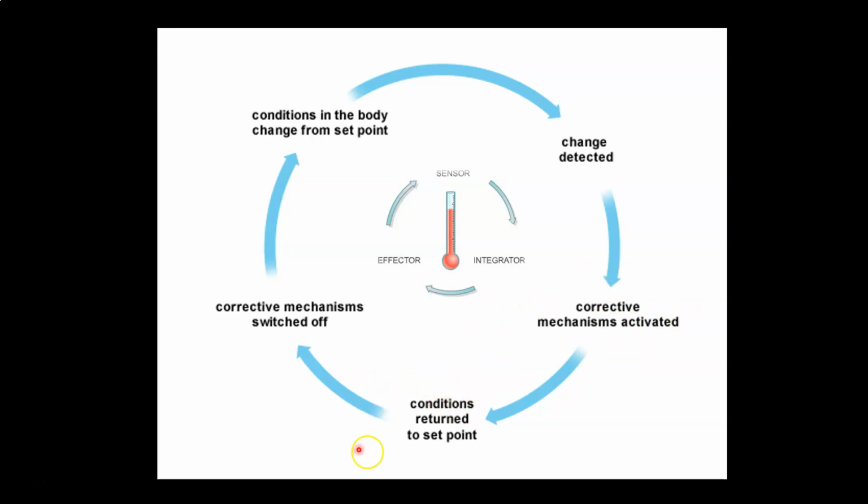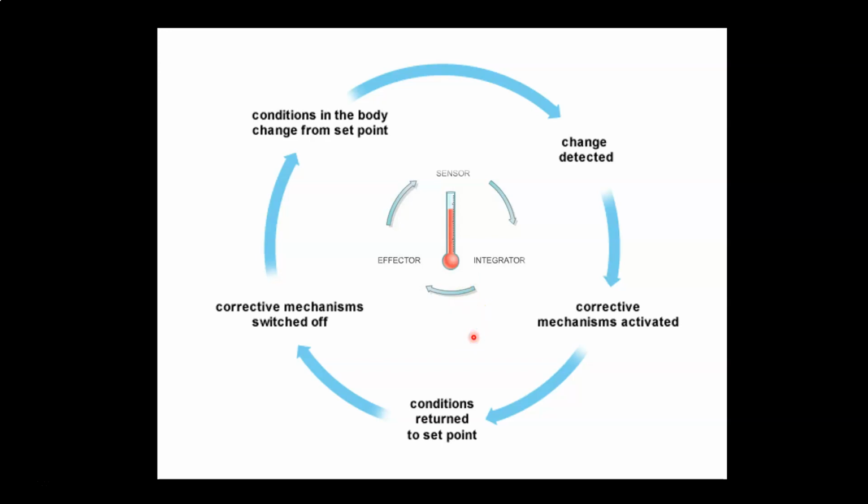That corrective mechanism reverses the changed internal condition back to the set point, back to the optimal level. And once your body's internal environment returns to the set point, it will again trigger your sensor, and the sensor will turn itself off, because the set point is reached and there's no point in the sensor triggering any more actions. So the corrective mechanism shuts down. Meaning the integrator, the nervous system or the endocrine system, will stop stimulating the effector. So at a very conceptual level, this is how homeostasis happens.